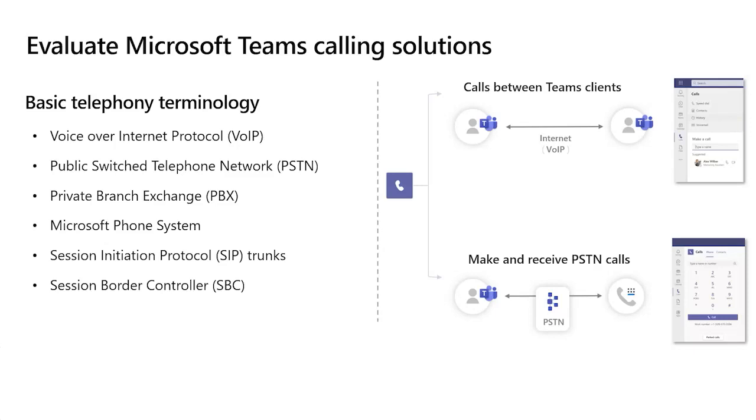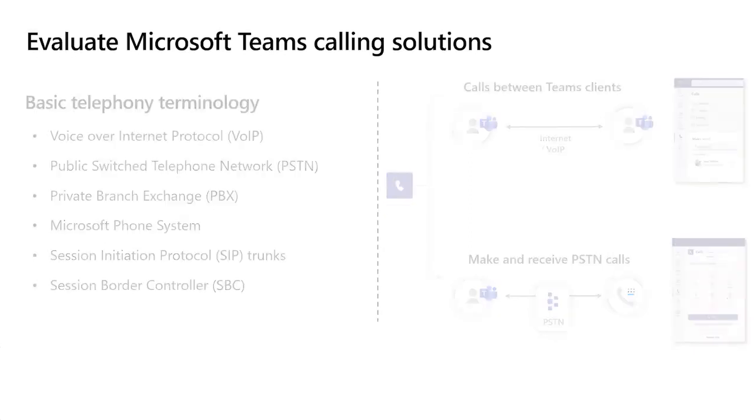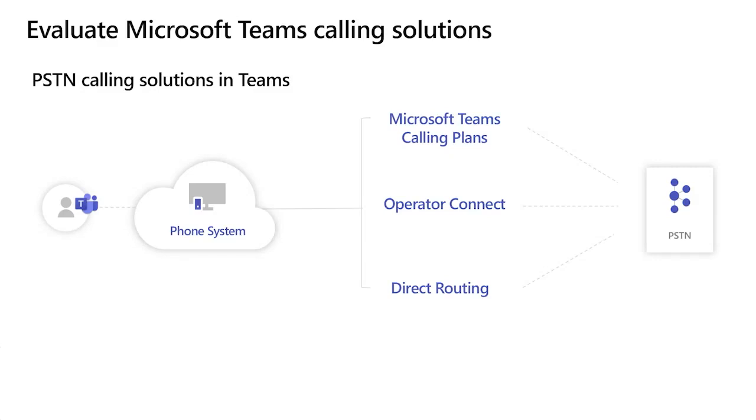So we looked at part of the slide before where we can have calls between two Teams clients using VoIP, and we can also connect to the public switch telephone network calling landlines or mobile phones from Teams. A few options here. We have Teams calling plans, the newer Operator Connect and direct routing options.